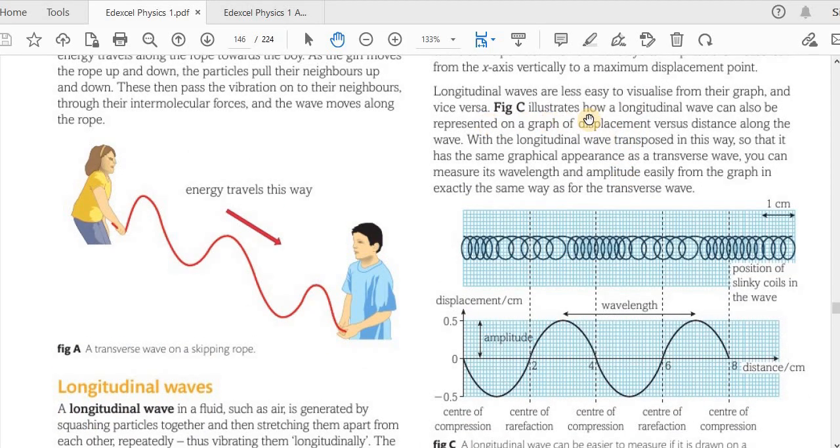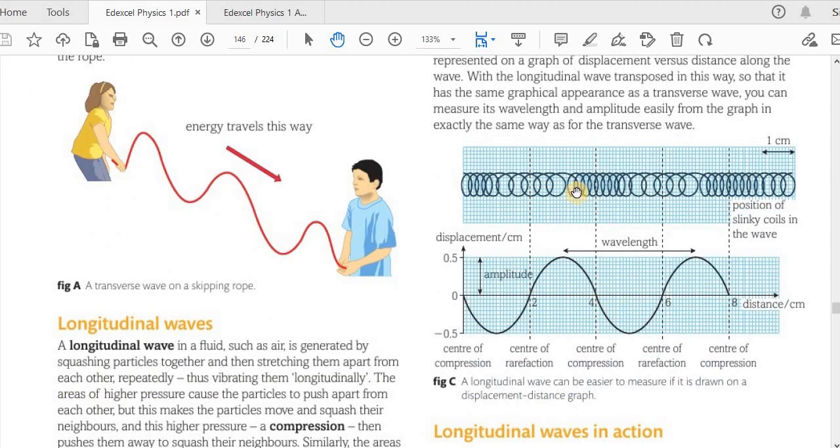Figure C illustrates how a longitudinal wave can also be represented on a graph of displacement versus distance along the wave, with the longitudinal wave transposed. You see here it's shown in the picture and the diagram, transposed in this way so that it has the same graphical appearance as a transverse wave. You can measure its wavelength and amplitude easily from the graph in exactly the same way as for the transverse wave.